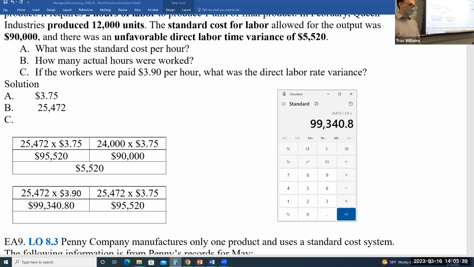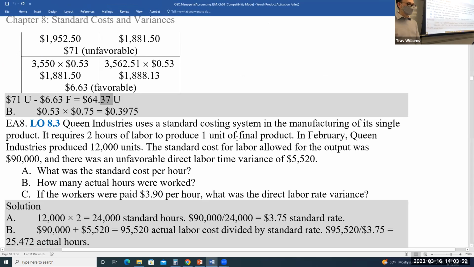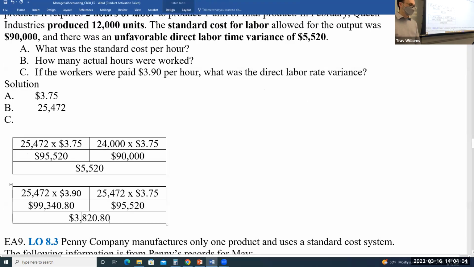Okay. We subtract the right side from the left. I get 3,820 and 80 cents. That's positive, so it's unfavorable. That should be our answer. And it is. Okay, so the answer for C, $3,820.80, unfavorable.